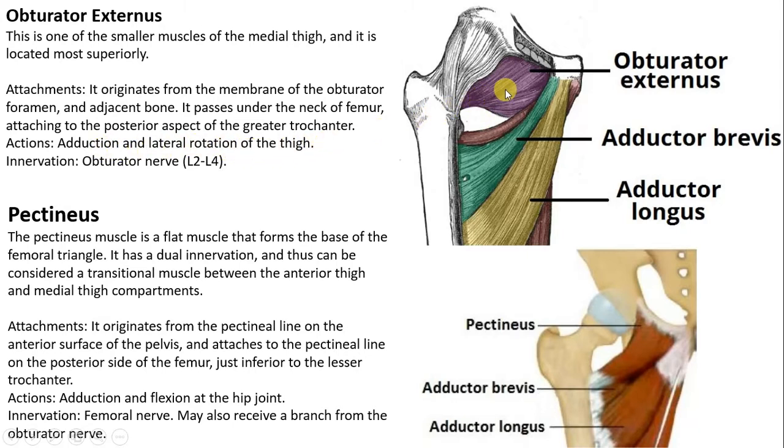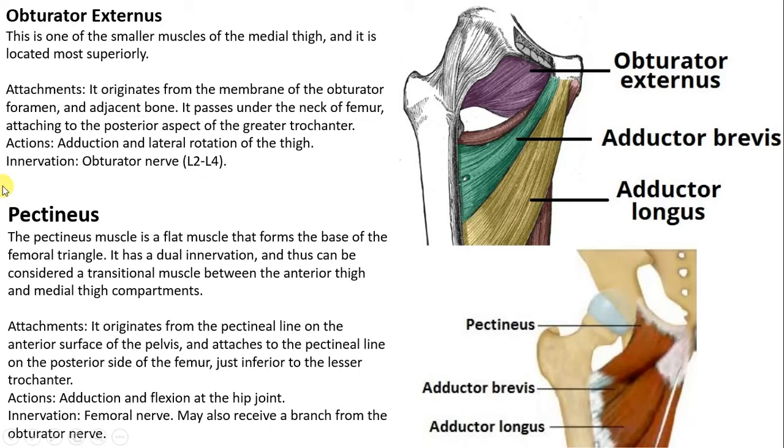Obviously it is a rotator of the thigh, but an additional action is adduction, and it is also supplied by the obturator nerve. So it fulfills the criteria of the medial compartment of the thigh, except that it is not located in the medial compartment of the thigh.